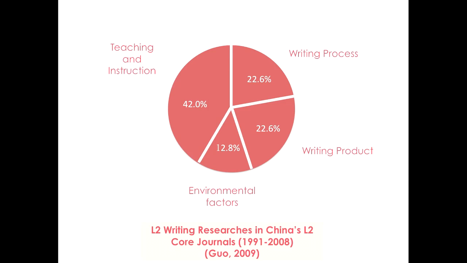This is the pie chart for L2 writing research in China's L2 core journals from 1991 to 2008. It is obvious that L2 writing teaching and instruction is a very popular topic, accounting for 42% of all the L2 writing research. On the other hand, L2 writing process and writing product research catch the same amount of attention. Almost all of the research is conducted in the university context.